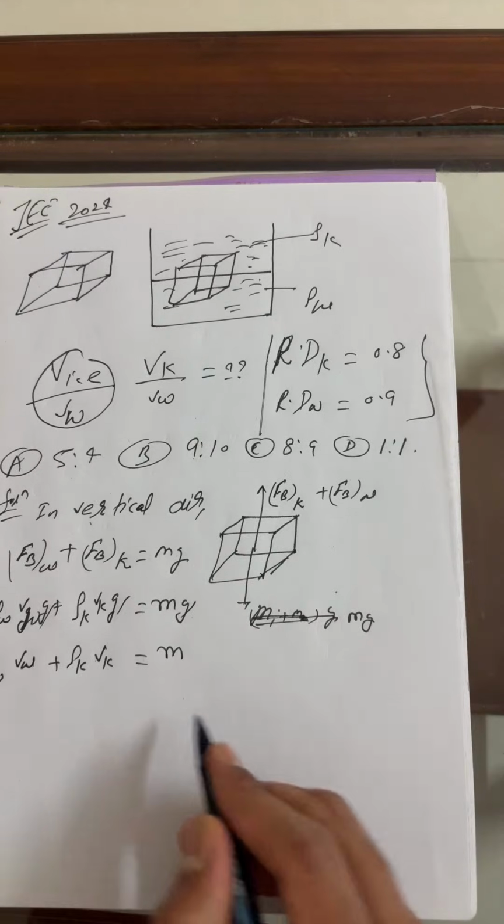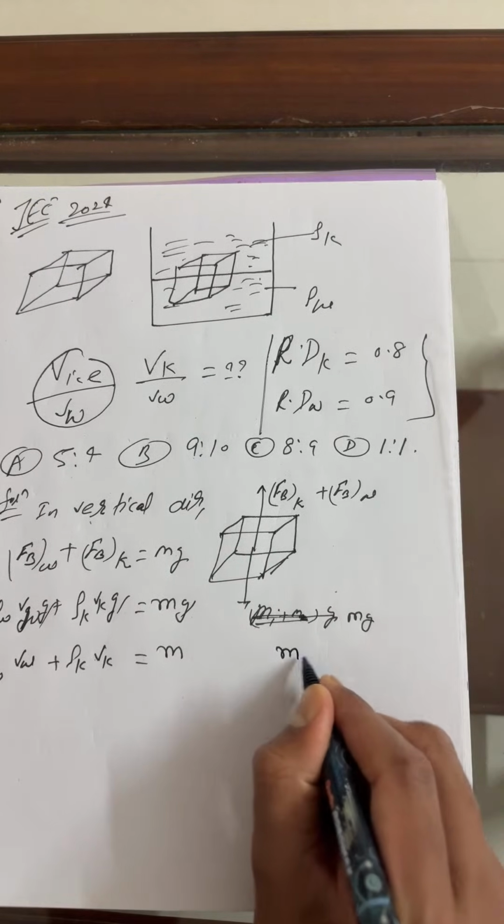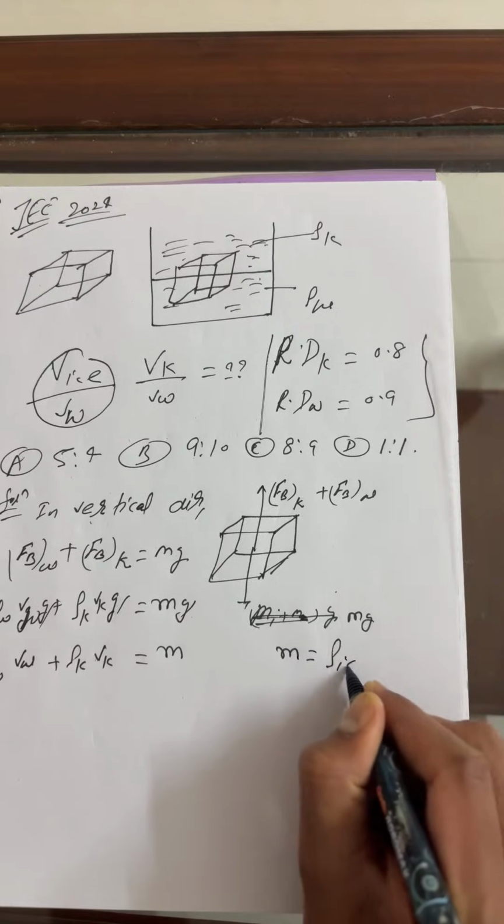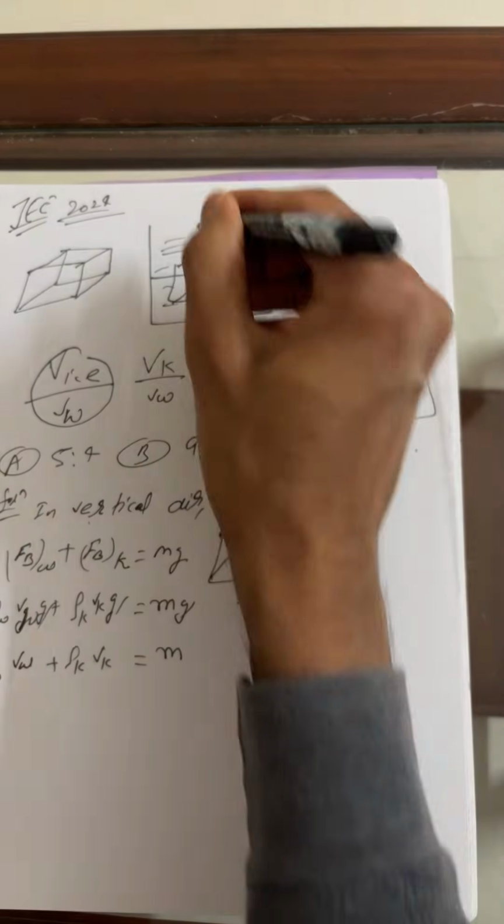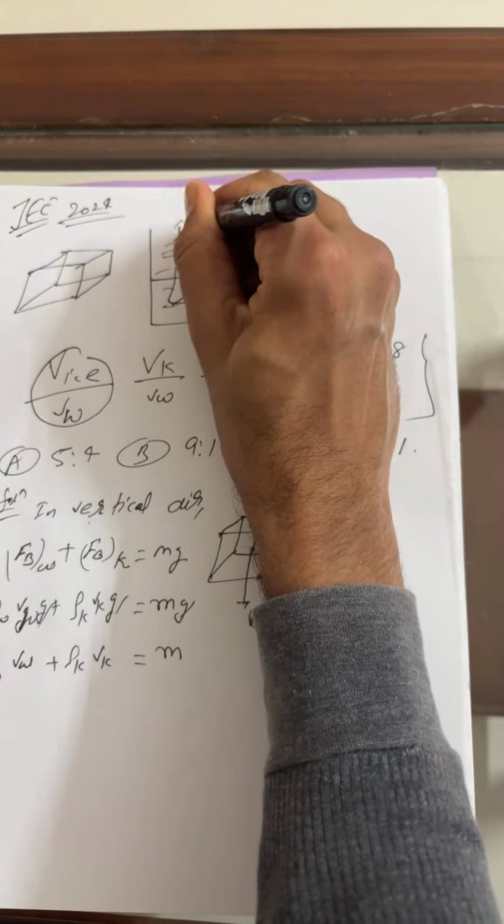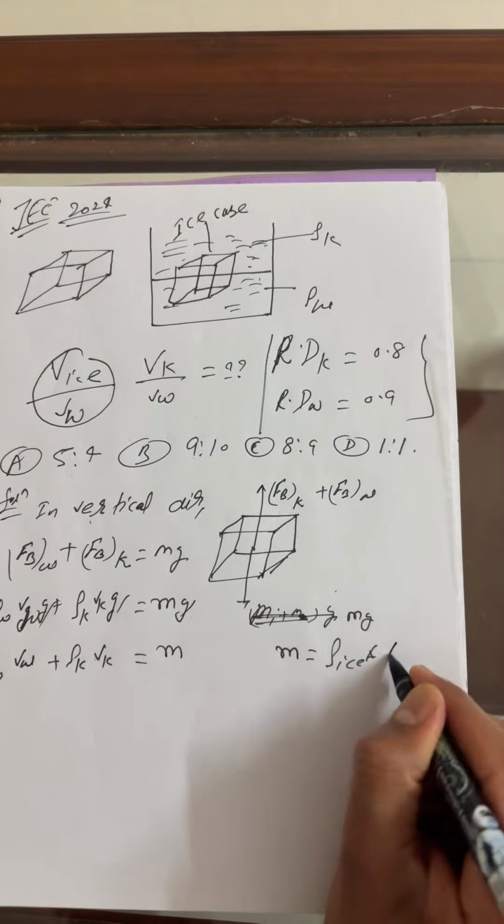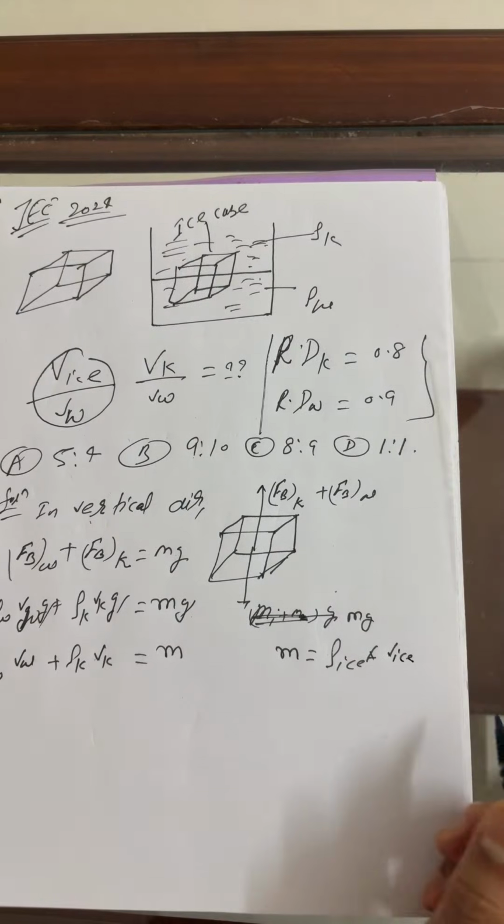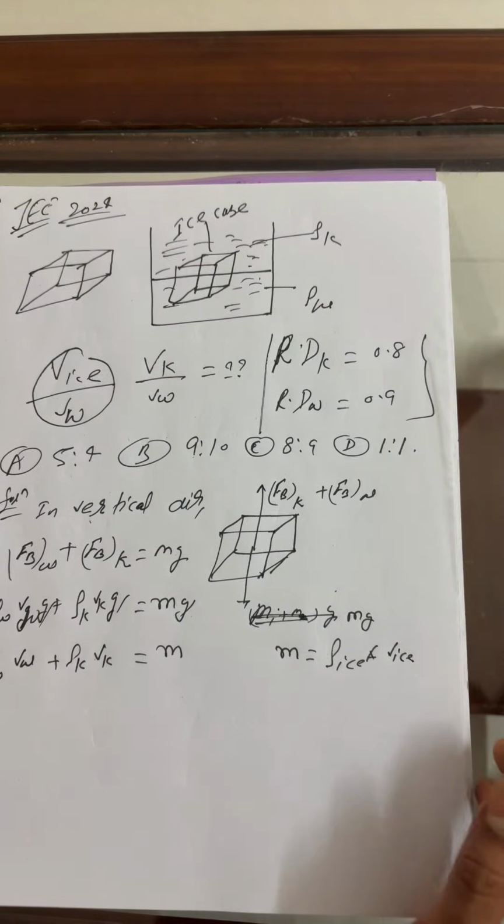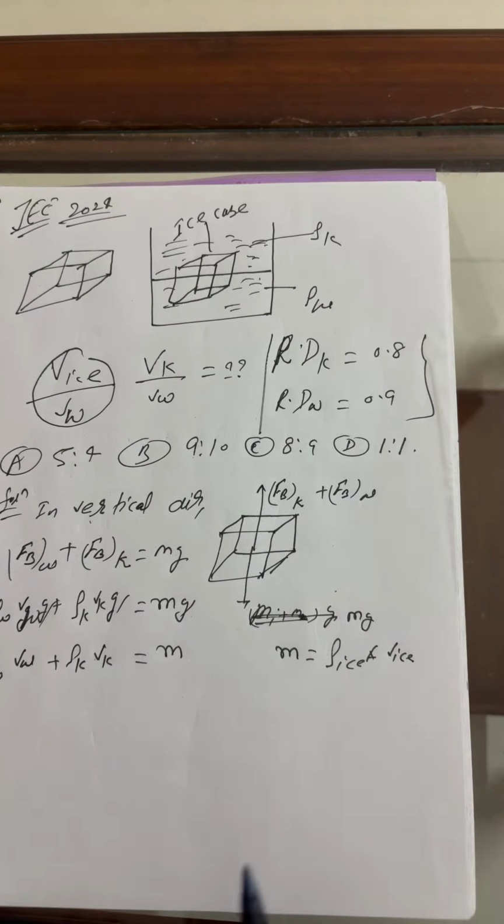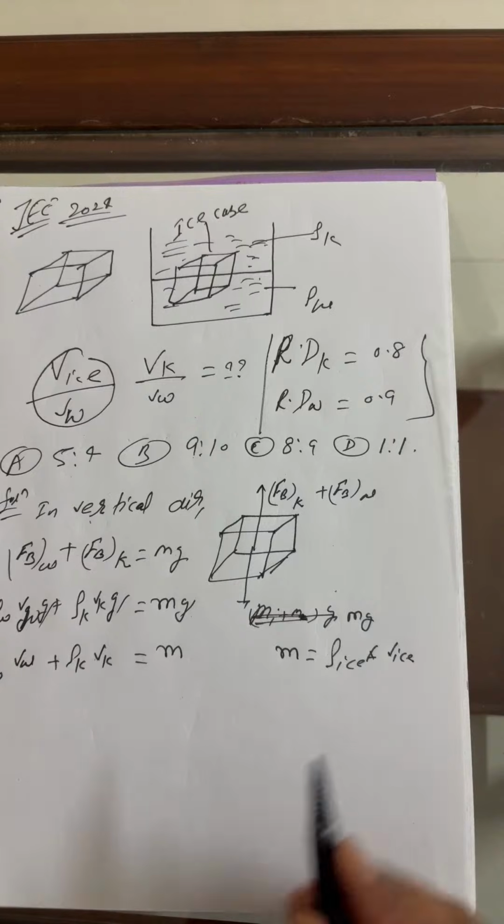Mass I can also write as the density of ice, since it's an ice cube, into the volume of ice. Arab says: sir, but I put water in kerosene and the cube is more in water practically.